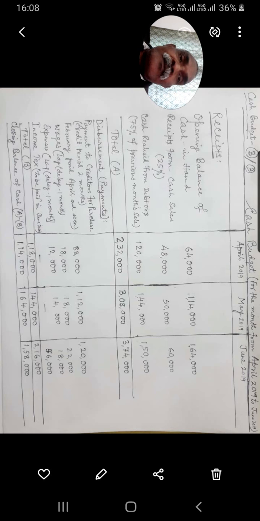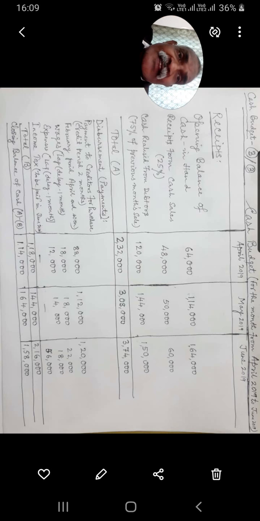Now you add all the cash disbursement column. 88,000 plus 18,000 plus 12,000 will be equal to 118,000. Now this 118,000 is disbursement, cash that goes out, cash payment, and cash receipts, that is inflow, is 232,000 rupees, that is 2,32,000 rupees. From the receipts you deduct cash disbursement of 118,000 rupees. So when you deduct 118,000 out of 232,000, the remaining is 114,000 rupees.